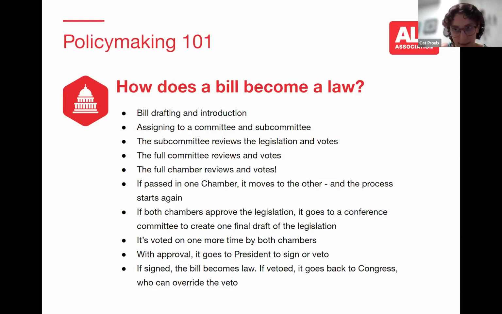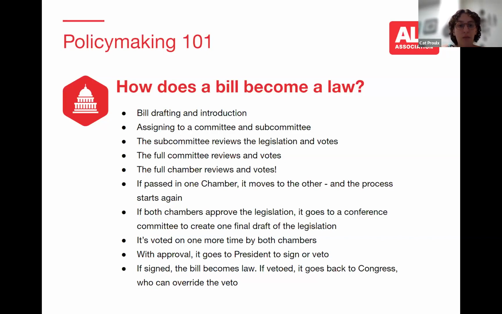And if that passes, then it moves to the president to sign or veto. So I'm sure that might sound familiar, that the president can either sign the bill into law or can veto the piece of legislation. If they do choose to veto it, then it goes back to Congress, and Congress can override that veto with a 2/3 majority vote, which, depending on the congressional session, can be pretty difficult to do, and depending on the legislation as well.